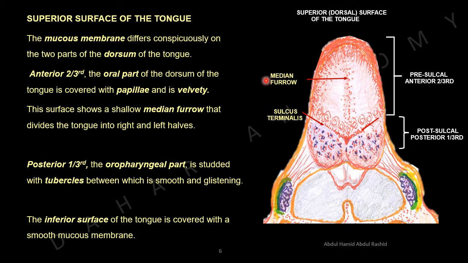Superior surface of the tongue. This is the diagram of the superior surface of the tongue. The mucous membrane differs conspicuously on the two parts of the dorsum of the tongue. The anterior two-thirds, that is the oral part of the dorsum of the tongue, is covered with papillae and is velvety. This surface shows a shallow median furrow that divides the tongue into right and left halves. The posterior one-third, that is the oropharyngeal part, is studded with tubercles, between which it is smooth and glistening. The inferior surface of the tongue is covered with smooth mucous membrane.